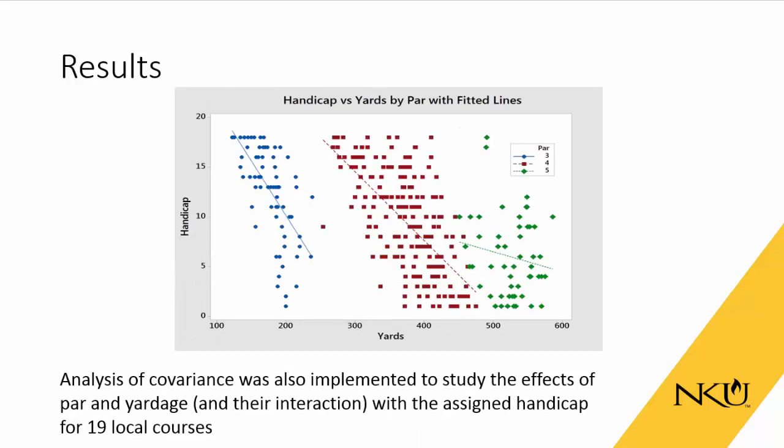Here we see a plot of handicap versus yards, grouped by par, for the 19 local courses. Both yardage and par are associated to handicap. Yardage has an impact on handicap for par 3 and par 4 holes, with increasing yardage leading to lower handicap. This effect is not seen for par 5 holes, which seem to have a lower handicap regardless of yardage.